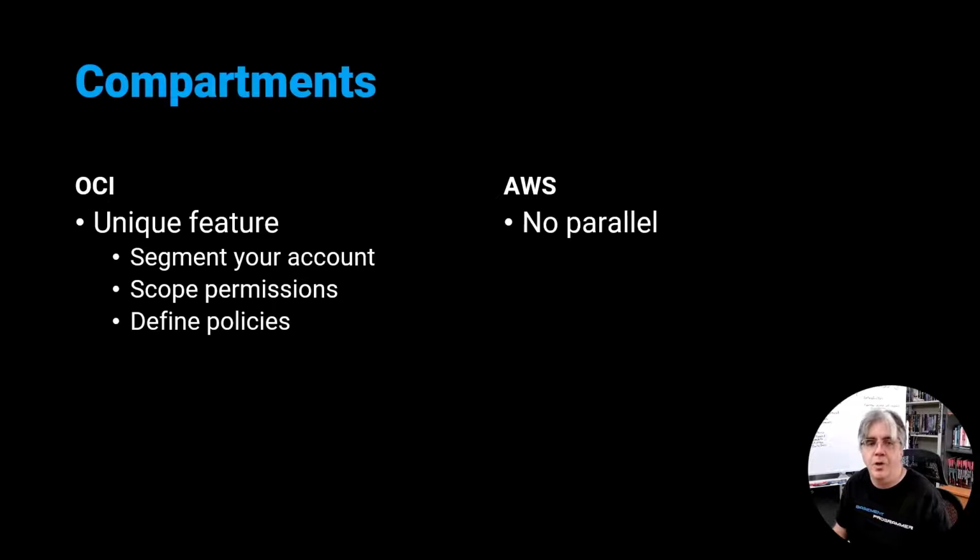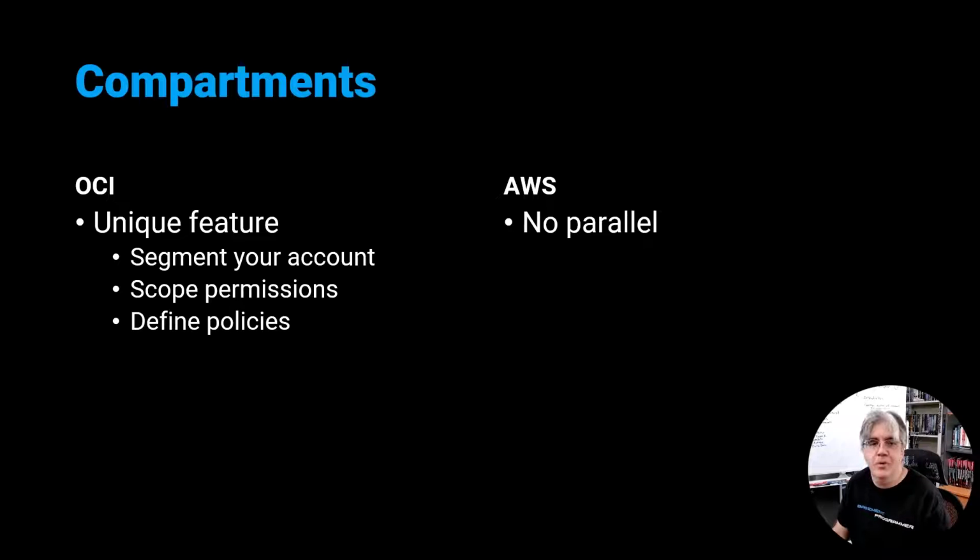All right, compartments. This is a unique OCI feature. At first, I really didn't understand compartments. But then as I started learning more about OCI and how it's set up, it hit me that this is actually a really useful construct. Compartments are logical segments inside of your tenancy. Think of it like sub-accounts. You can create a compartment for specific resources, specific projects, specific teams, whatever makes sense for your organization.